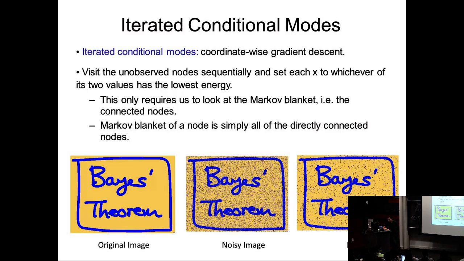sequentially. So this only requires us to look at the Markov blanket, the connected nodes. In this case, the Markov blanket is simply all of the directly connected nodes, right? Because it's structured on a 2D graph, it's just the neighbors. And so if you have a noisy image and a regional image, this is what you get by doing iterative conditional modes. So it's not perfect, but it gets rid of some of the noise.